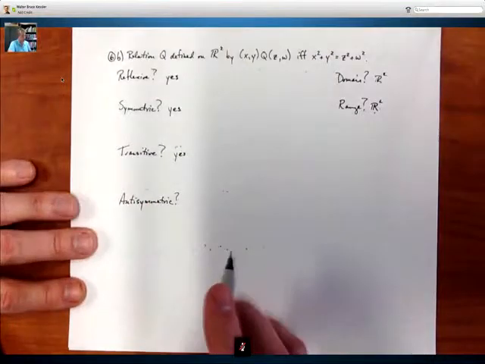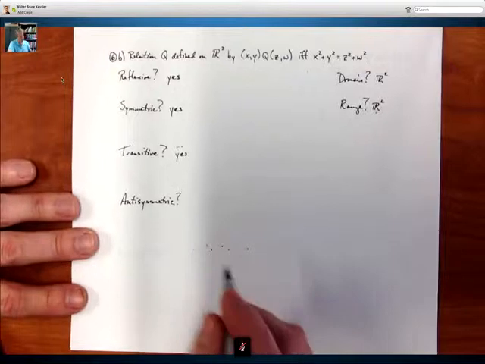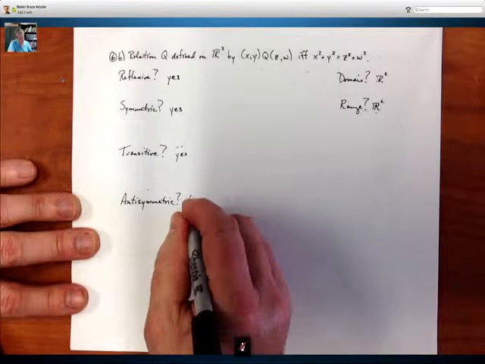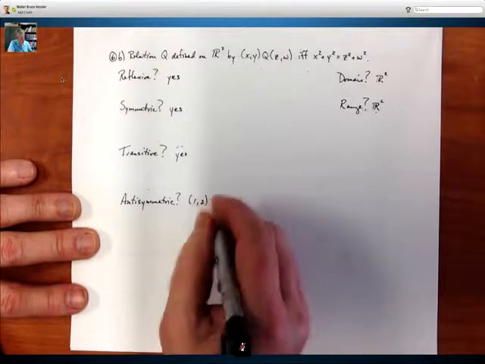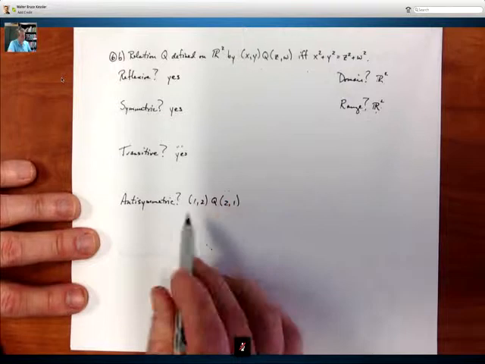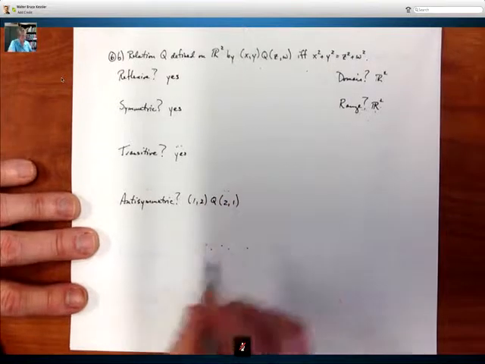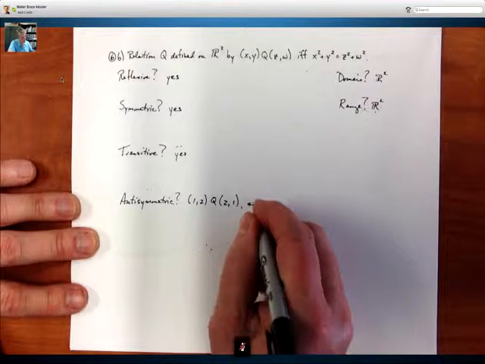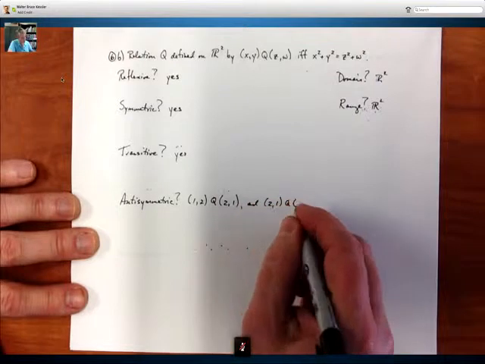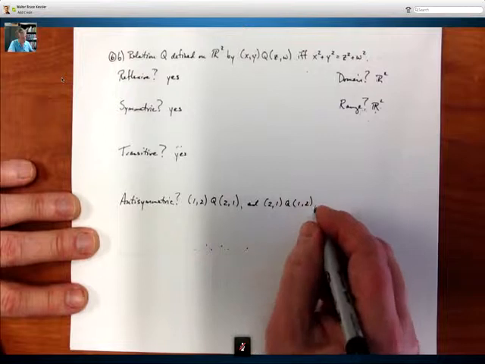Is it anti-symmetric? Well, no. There's all kinds of ways to show it. You just need a couple things. For example, the point 1, 2 is related to the point 2, 1 because the sum of their squares would be the same, right? And I can switch the order because the sum of their squares is the same.